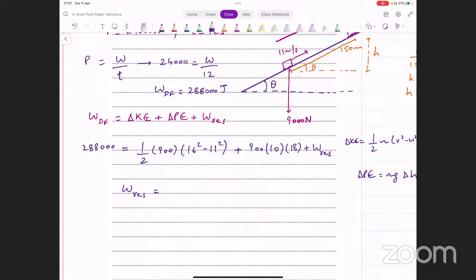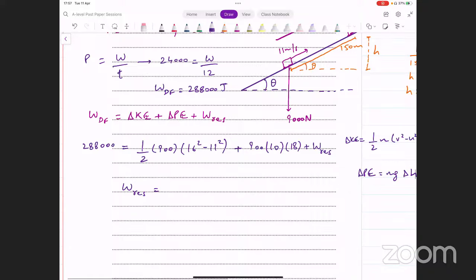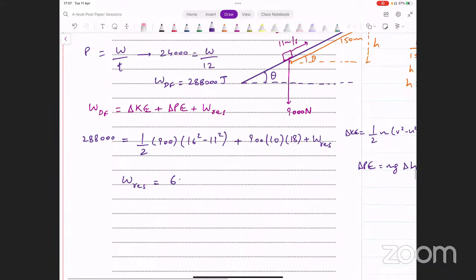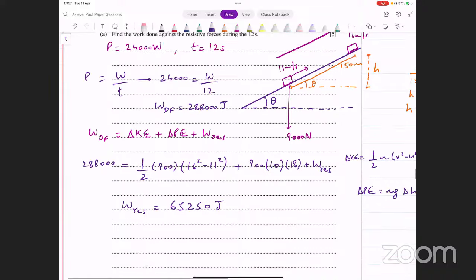288,000 minus 450 into 16 squared minus 11 squared, minus 9,000 into 18, and I'm getting 65250 joules from this. This is the work done against resistance that we were looking for.